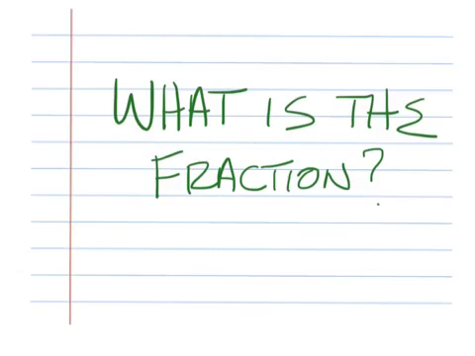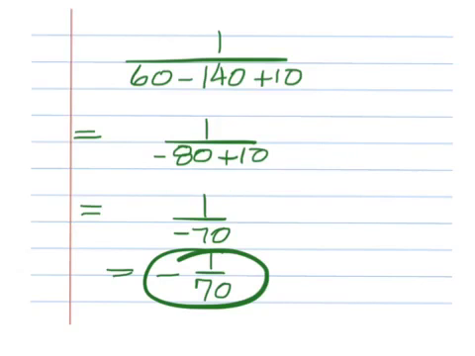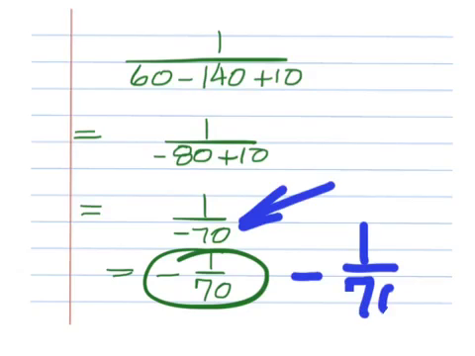Now, what is the fraction from the formula? That is right, because it's going to be 60 minus 140 plus 10. That dwindles down to negative 80 plus 10, and then it's negative 70 on the bottom. 1 over negative 70 is the answer. Do not write the fraction like this. It's okay to do that in the work, but you cannot do that in the final answer, which must look like this, with the negative sign to the left of the fraction bar.